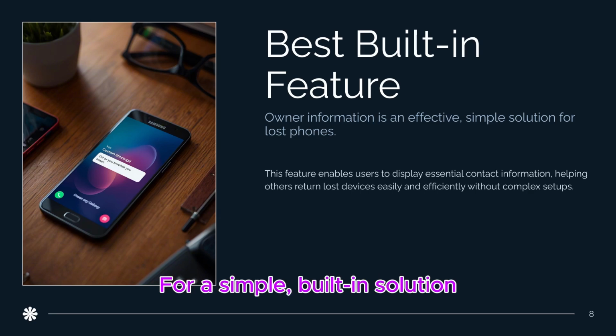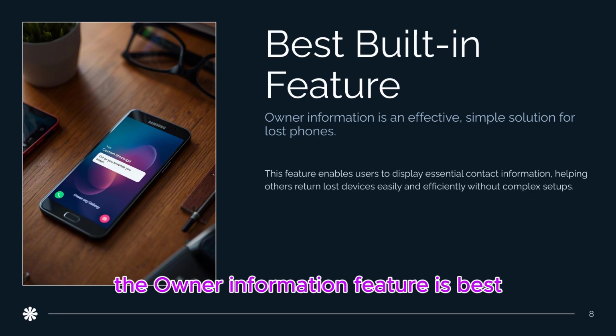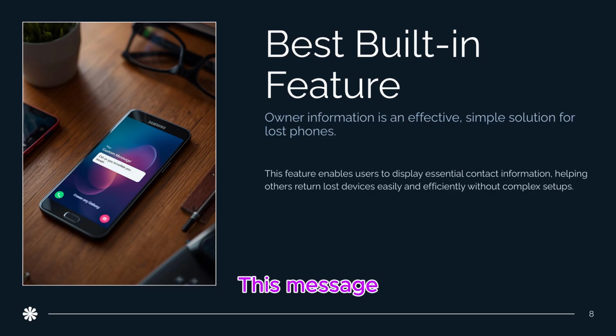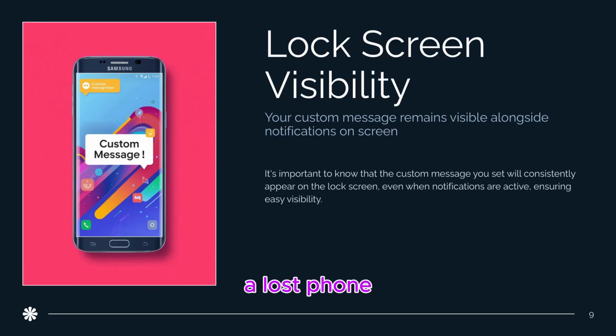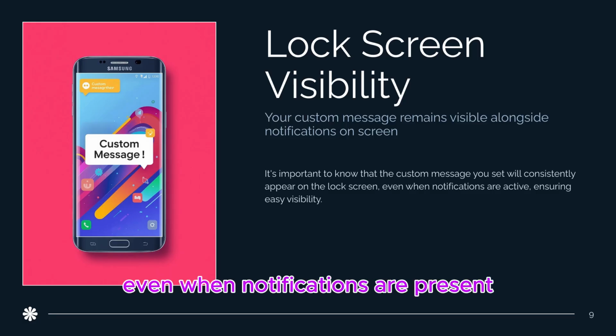For a simple, built-in solution, the owner information feature is best. This message is useful for returning a lost phone. The text will always appear on the lock screen, even when notifications are present.